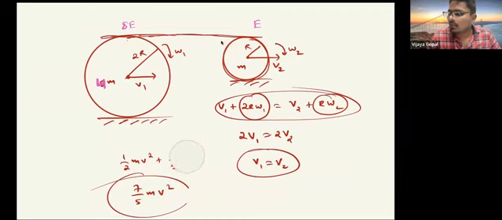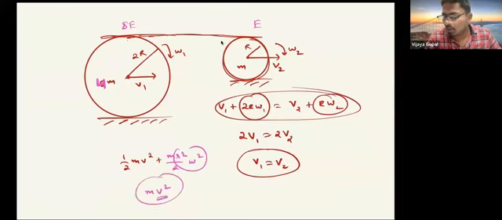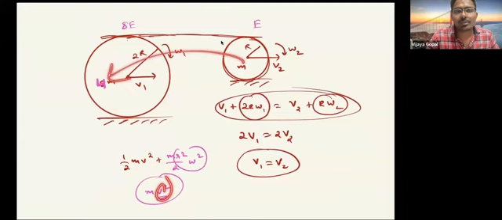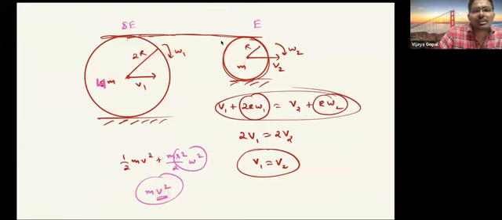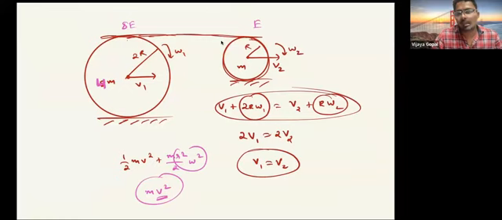And energy: half mv square plus, solid cylinders only they gave, nothing mentioned means solid, so mr square by 2 into omega square. R square omega square is v square, so you get mv square by 2 plus mv square. Same velocity, mass is 4 times, so obviously the energy is 4E. That will be the answer. Clear, no? If it is a sphere, then 8E would be the answer.